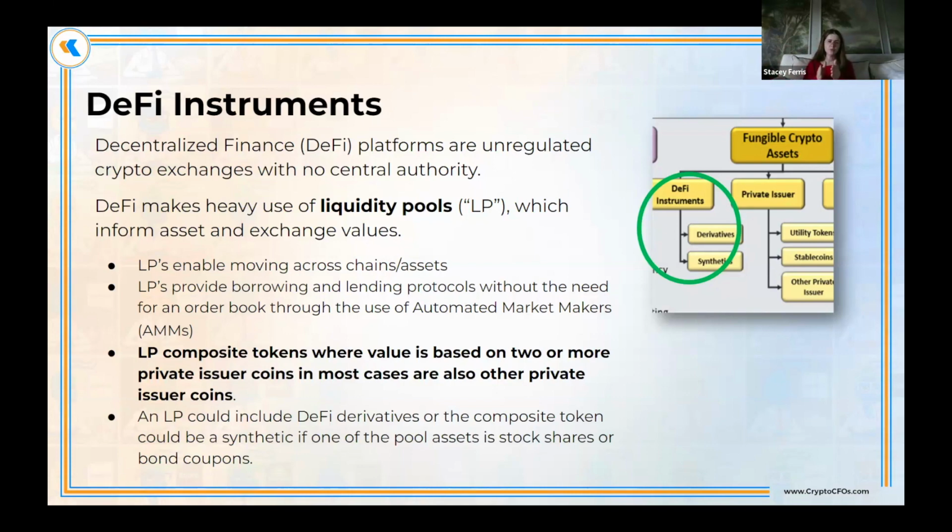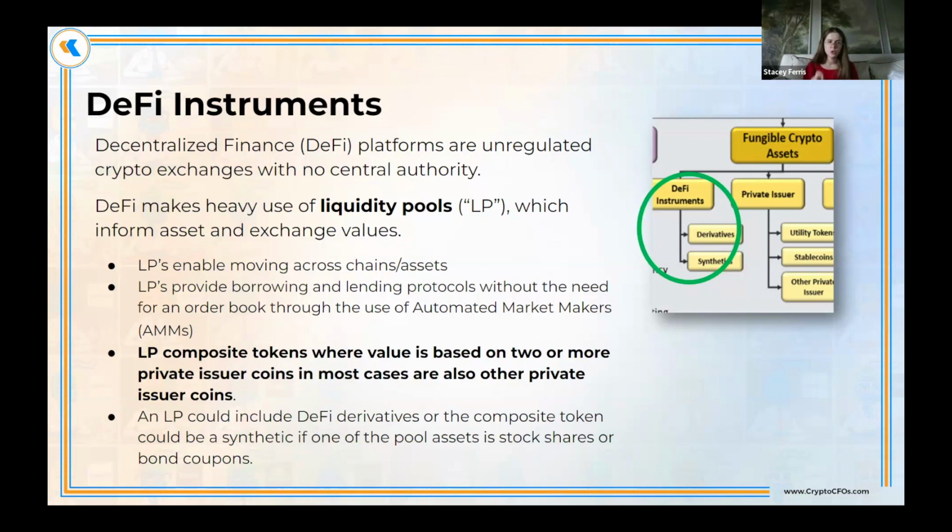So if I have a pool with, let's say, USDC and Bitcoin, and out of that pool it gets issued some kind of a composite BTC USDC coin, okay? Or if I have a BTC and ETH pool and I'm using it to basically issue some kind of wrapped Bitcoin in order to jump over to the Ethereum blockchain, those are all still private issuer coins. They are not DeFi instruments. You don't need to use derivative accounting for them. Okay, very, very important point.